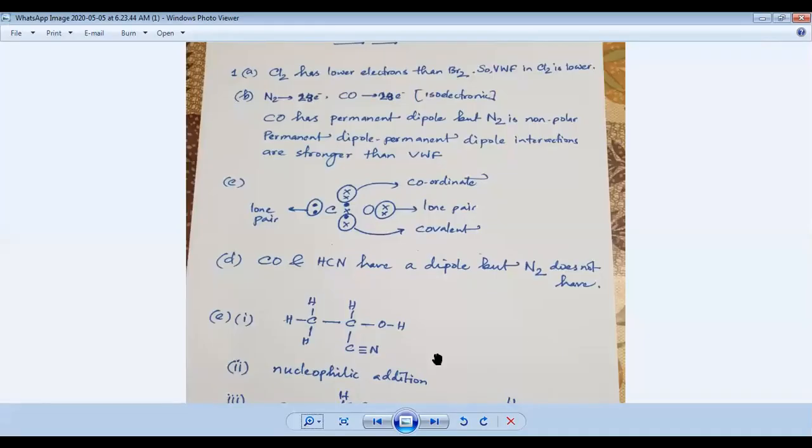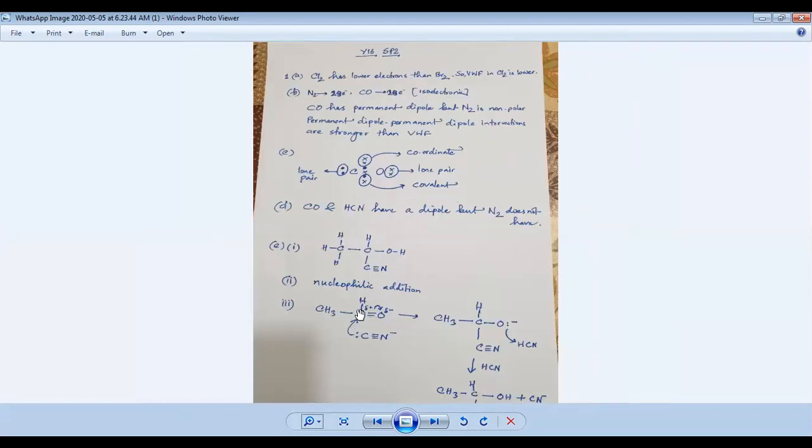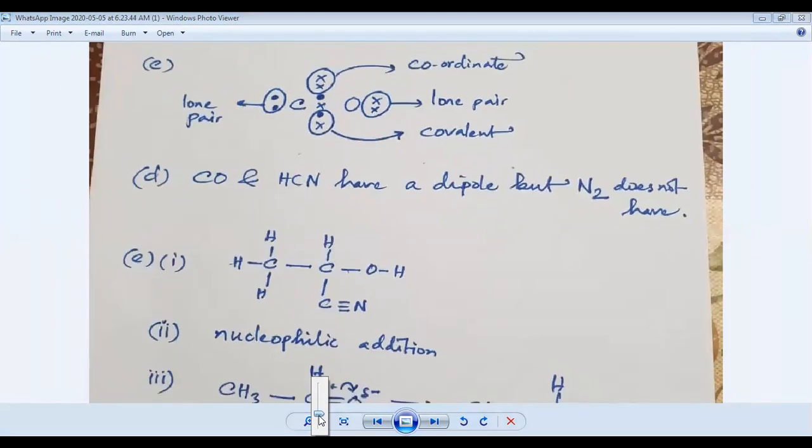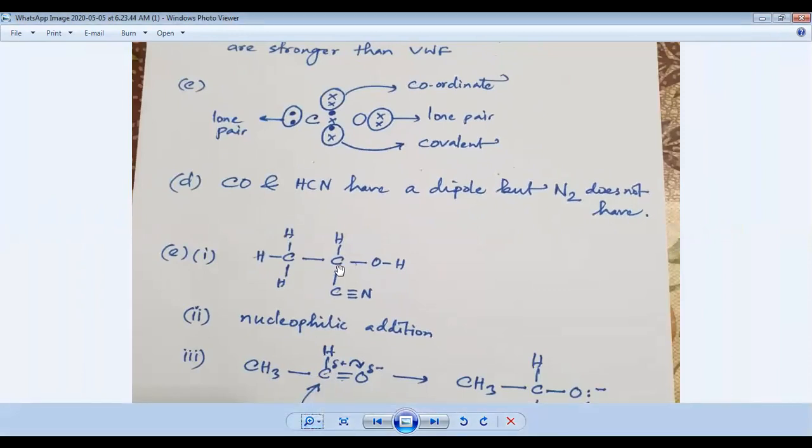So let's come to this one. I have drawn the answer here. Basically C double bond O was there, and H remains as it is. The CH3 remains as it is. In C double bond O, there will be a difference in electronegativity. So oxygen will be negative, and the carbon center will be positive, where cyanide will attack. And it will form C-CN, and then with the oxygen, hydrogen will come.